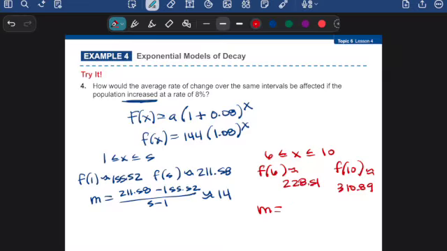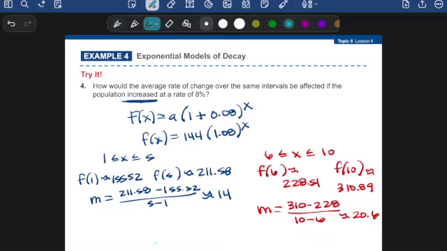To find the rate of change, again, that's finding the slope. So 310, I won't write the decimals, minus 228.51. And then we're going to do 10 minus 6. This is going to be approximately 20.59 or 20.6. We can see, comparing those rates of change, we're increasing at a faster rate. Does that make sense? If we're showing exponential growth, we're increasing faster and faster.